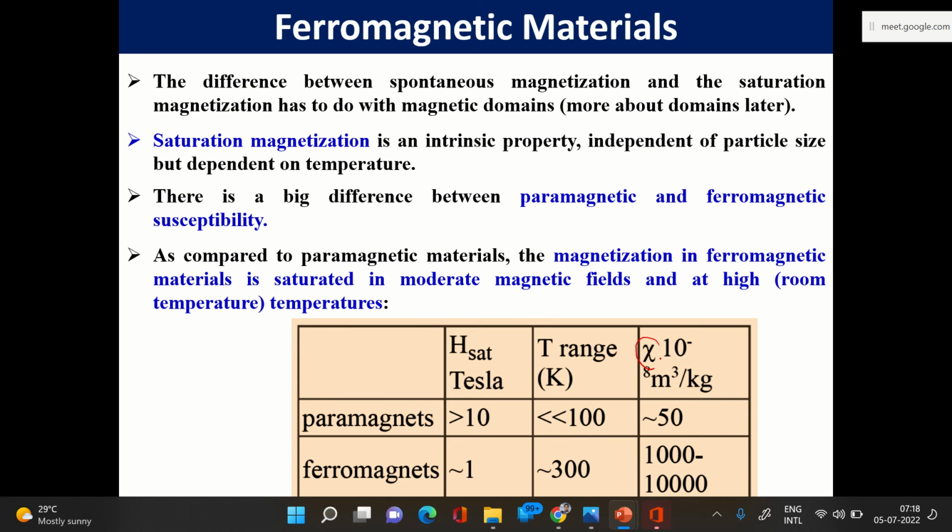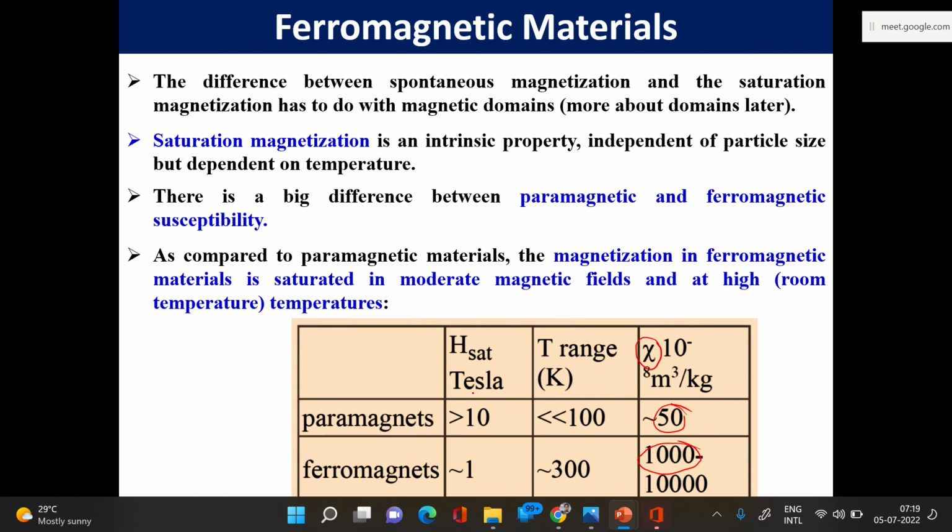Look at the value of susceptibility for a paramagnet. It is 50, and for a ferromagnet it is 1000 to 10,000, in units of 10 to the power minus 8 meter cube per kg. So this is the order of difference, 50 compared with 1000 and 10,000. So for a small change in magnetic field, there is a huge change in the magnetization value for a ferromagnetic material as compared to a paramagnetic one. Paramagnetic materials have less change in the magnetization value.